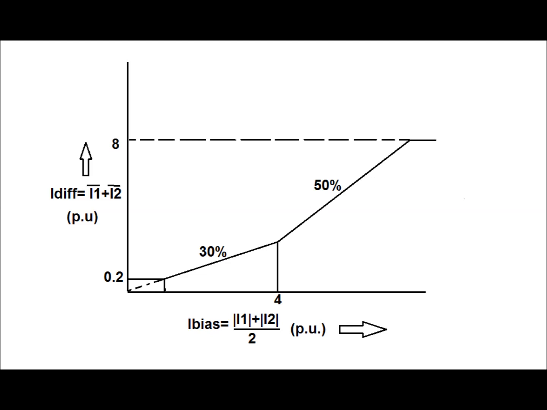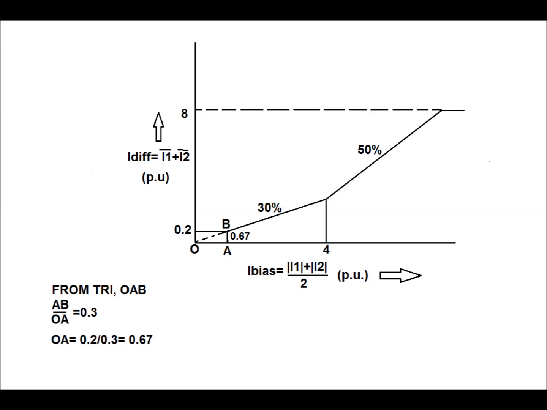The characteristics of the differential relay have been shown in this diagram. For the setting of the differential relay, the initial setting is 0.2, then the initial slope is 30%, and the boundary of the initial slope is 4 per unit, and then the second slope is 50%, and the percentage impedance is set as 12.5%. That is why the high set of the differential relay is 8 per unit. This is the characteristic based on the relay setting of the differential relay.